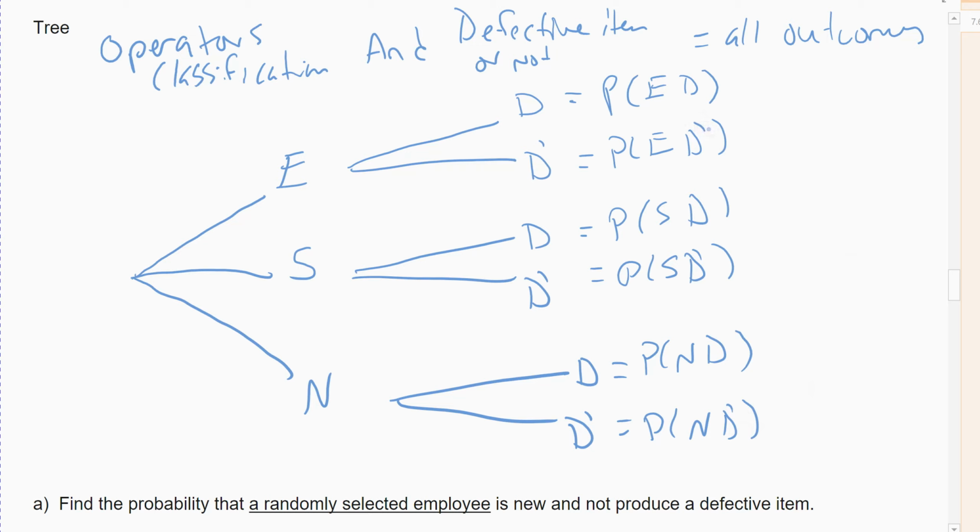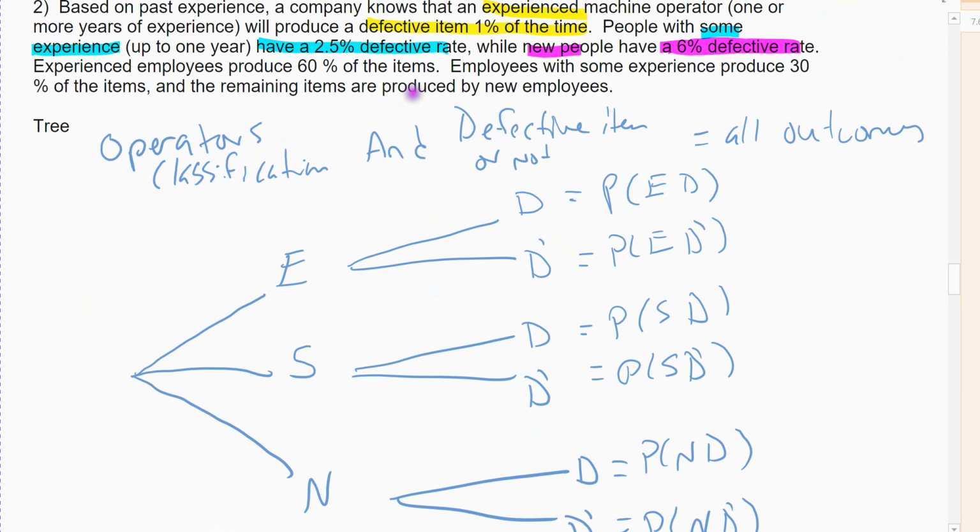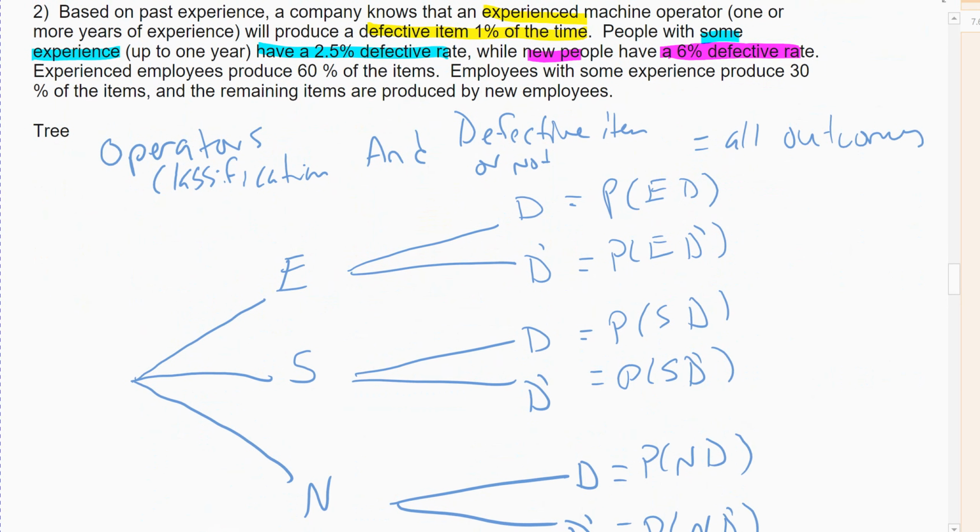Right, now fill it out. All right, so there's the setup, now the fill out. All right, so the first one is, well, what's the odds that an item was produced by each of my people? All right, and that's the last line here. Experienced employees produce 60% of the items. Employees with some experience produce 30% of the items. The rest of the items are made by new people. So the odds that an experienced person made the item is 60%, because 60% of the items are made by them. And so this would be 0.6, right? You always write it as a decimal.